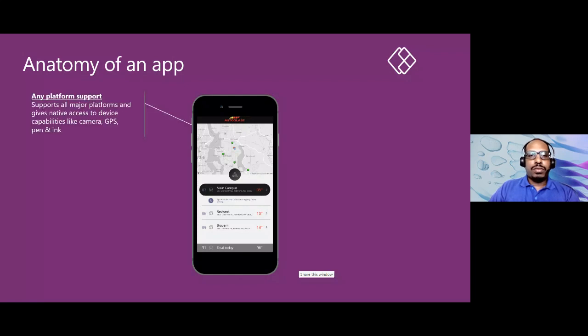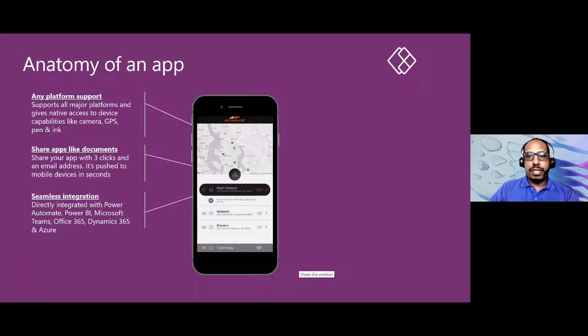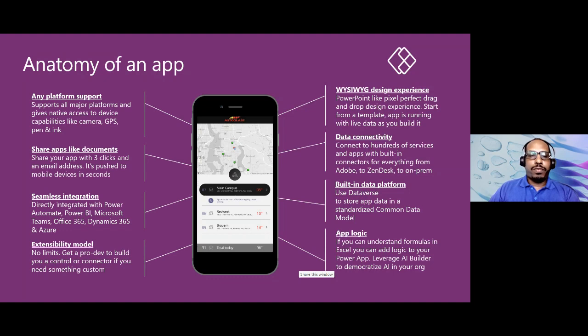a short introduction. Before I go to the AI Copilot features, I will show you the anatomy of your Power application. Basically, the platform can support your mobile features, native features like camera, GPS, and everything. Once you develop it, you can share it like a Microsoft Word document, and it has seamless integrations as I said, and it has a WYSIWYG design experience with the Copilot as well, because WYSIWYG stands for what you see is what you get.